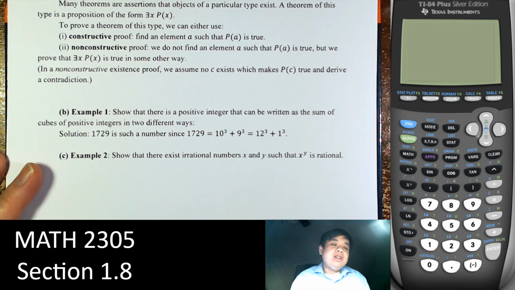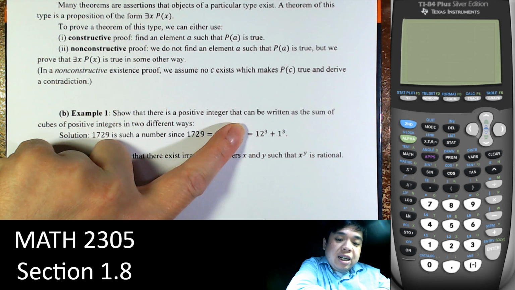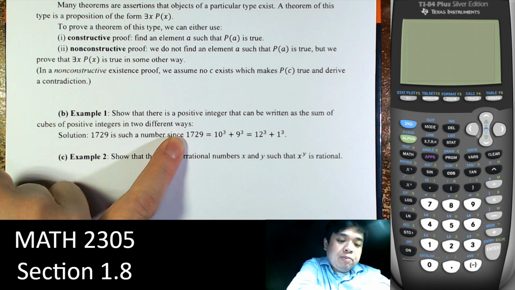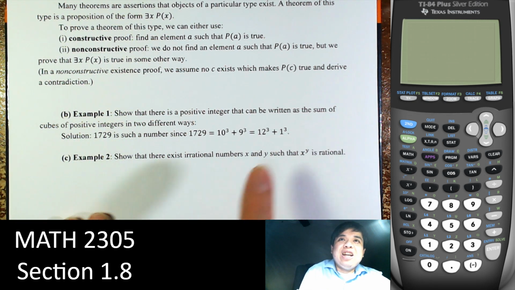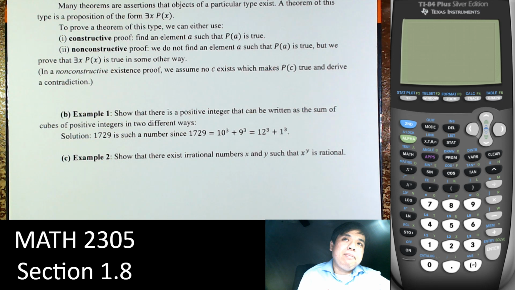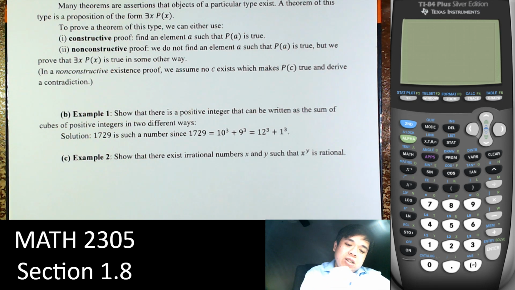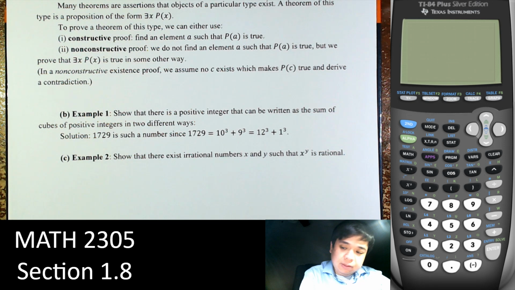Look at the first example here. Show that there is a positive integer that can be written as the sum of cubes of positive integers in two different ways. So we have to go up to this number to see there are two different ways. Right, so that's good. If we find one example, that's good, because this is a proof of existence.